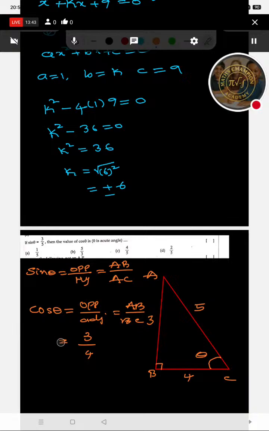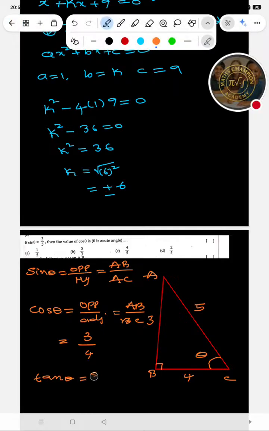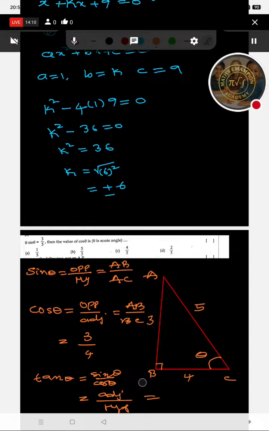If anyone asks what tan theta is, you can take the ratio of sin theta by cos theta. Otherwise, directly you can take opposite by adjacent. So what is the tan theta value here? Adjacent is 4 and 5. 4 by 5.